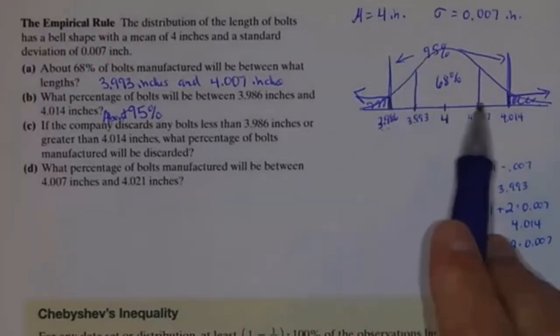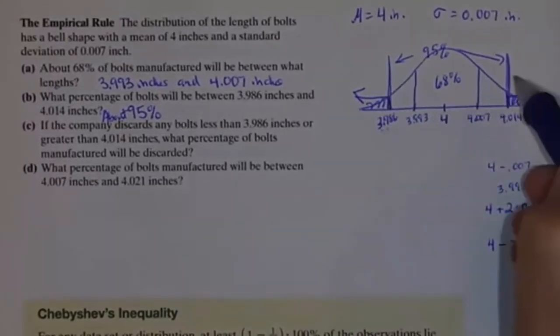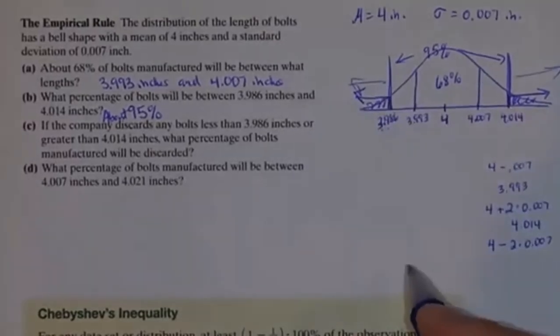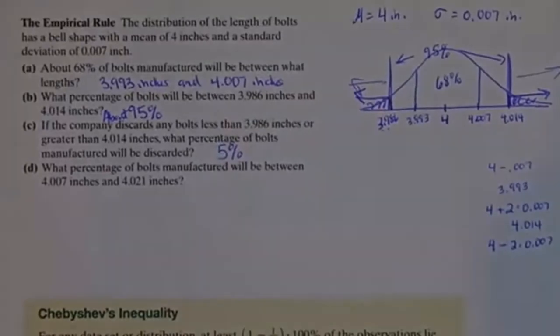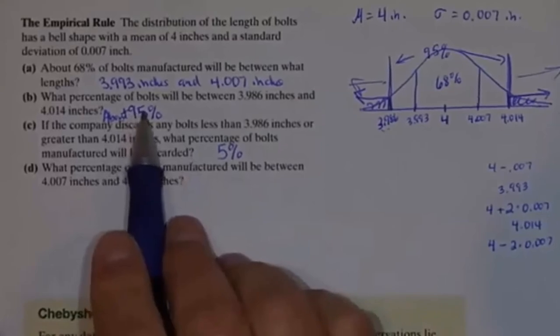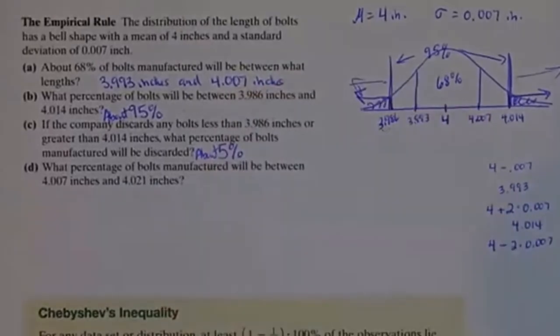Well, if 95% of the bolts are between here and here, then the other 5% is out here or out here. So it would be the other 5% of the bolts that would have to be discarded. So again, we know about 95% of the bolts will be useful, and that means that about 5% of the bolts will have to be discarded.